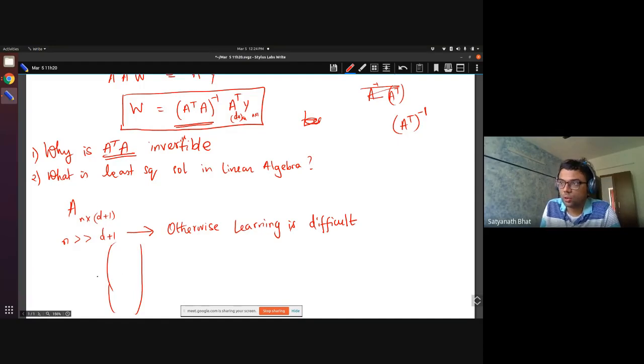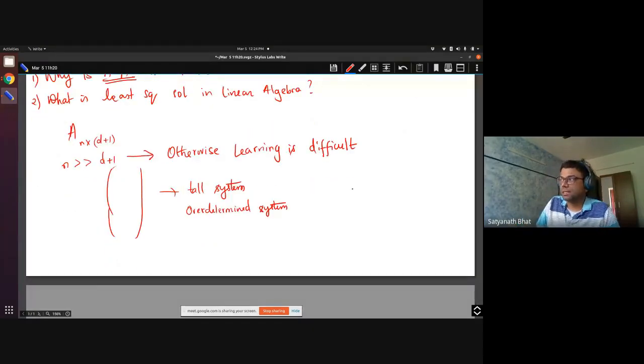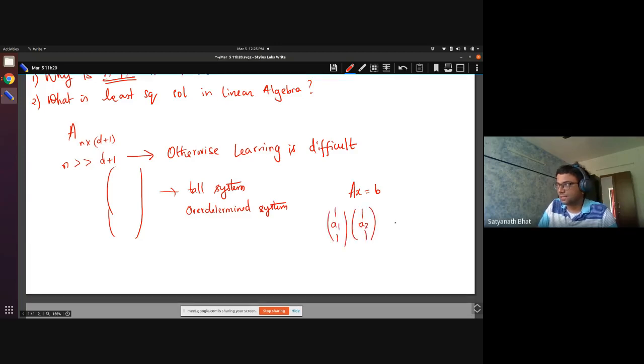If you write A, it will look like this. A is a tall system, or in linear algebra terms, it's also called an over determined system. Okay, so if I am having a system like this, and if I ask you AX is equal to B, okay, this is a difficult question. So you have AX equal to B. If I write A as column vectors, A1, A2, all the columns like this, A D plus 1, is equal to B.